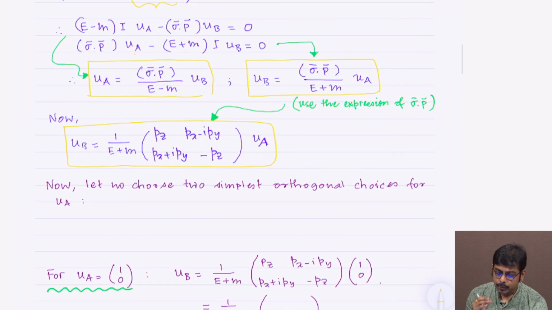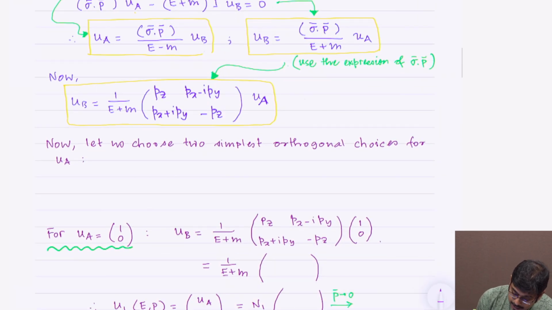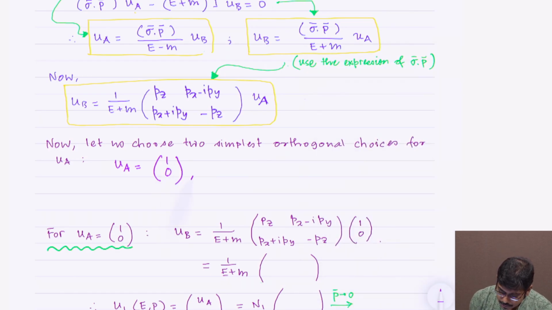So, now we can choose the simplest orthogonal choices for uA. Now, what can be the simplest orthogonal choices for uA? This is something that we can very well understand, that there are 2 possible choices. These are 2 component spinors, right. So, we can choose 1, 0, or we can choose 0, 1. Correct? So, these are the two possible choices.